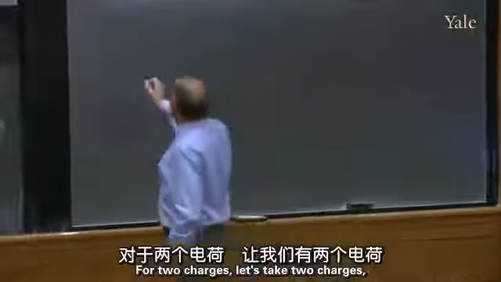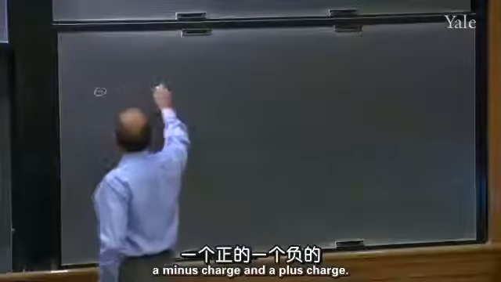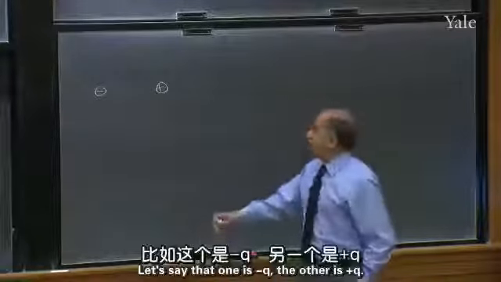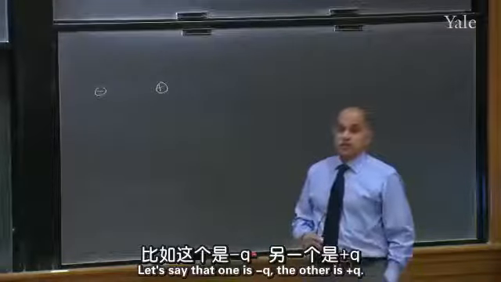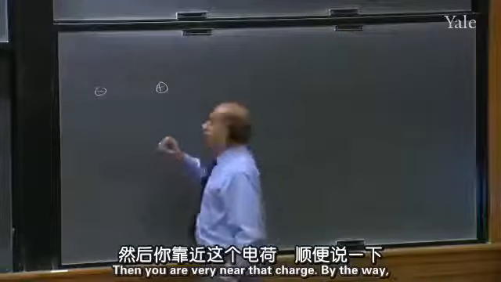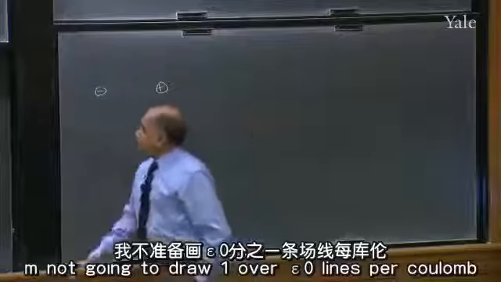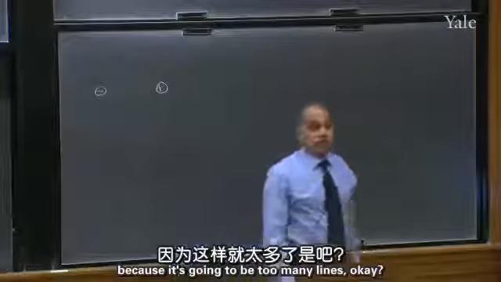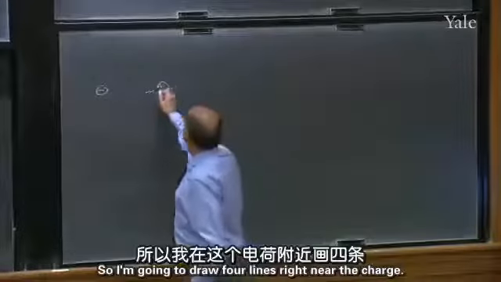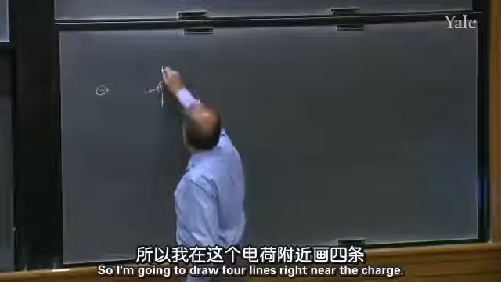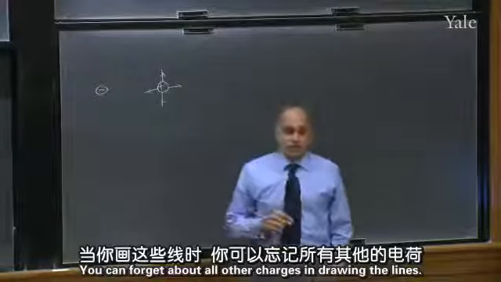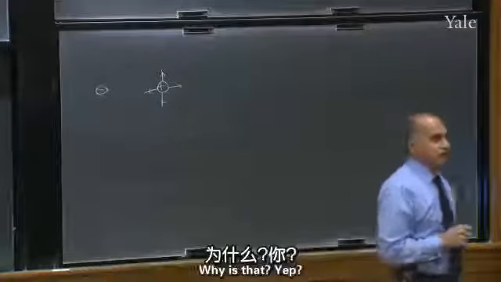For 2 charges, let's take a minus charge and a plus charge. Let's say that one is minus q, the other is plus q. When you are very near a charge, by the way, I'm not going to draw 1 over epsilon 0 lines per coulomb because it's going to be too many lines. I'm just going to draw a few so you get the picture. So I'm going to draw 4 lines right near the charge. You can forget about all other charges in drawing the lines. Why is that?